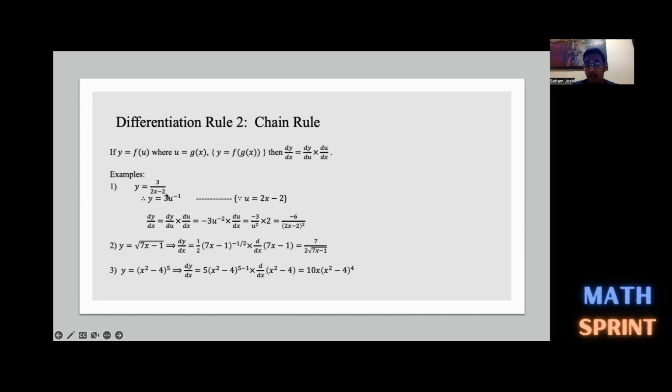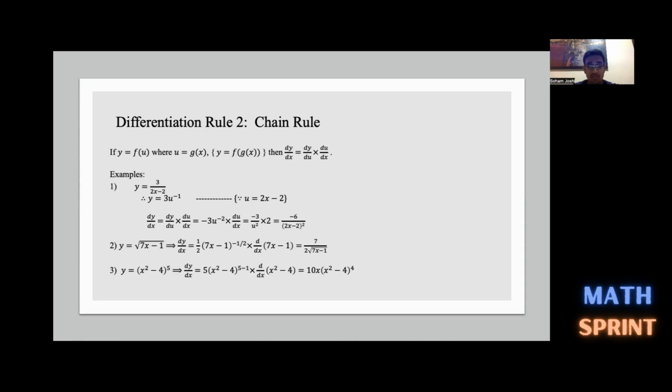So here are some practice problems below. Now, the first one, y is equal to 3 over 2x minus 2. So the equation becomes y is equal to 3 times u to the power of minus 1. And here we're taking u as an intermediary function, 2x minus 2. So we're using the first major rule of differentiation. dy by du is equal to minus 3 u to the power of minus 2. Also, we have to find du by dx. And using the previous rule, which I explained, du by dx is just equal to 2.